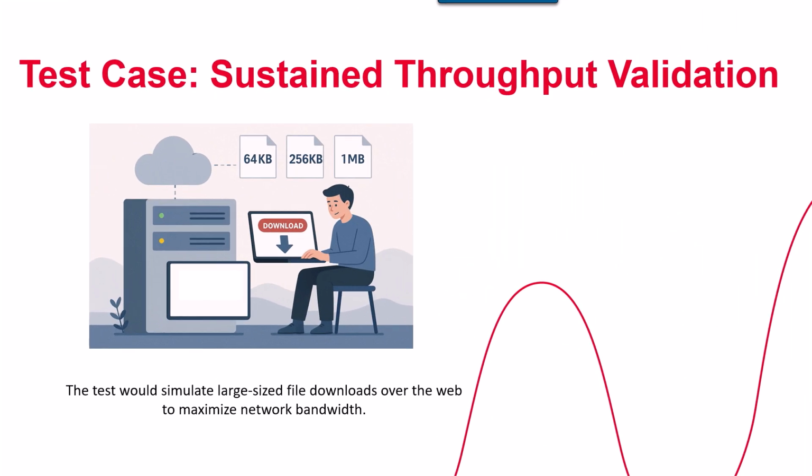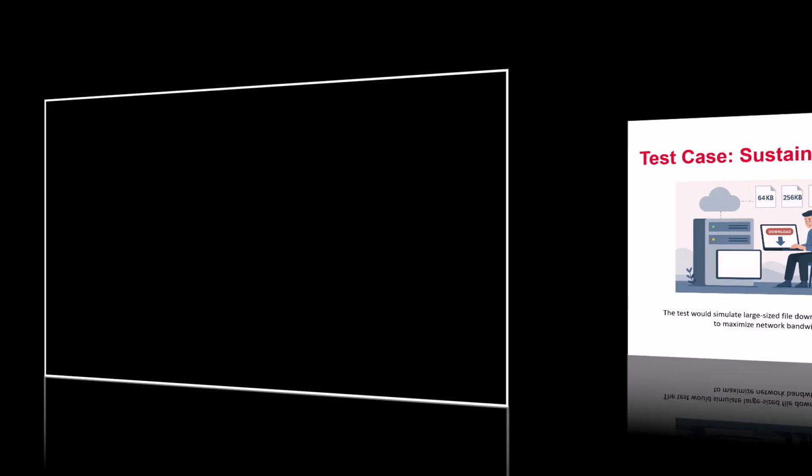My immediate next test would be everybody's favorite, throughput validation. This is a test where we are going to download and upload a whole bunch of large-sized files like 64 kilobytes, 256 kilobytes, 1 MB through the network. This obviously would give us the most common parameter that everybody looks for, which is how much bandwidth this network can sustain. So with that, let's review the results of this test.